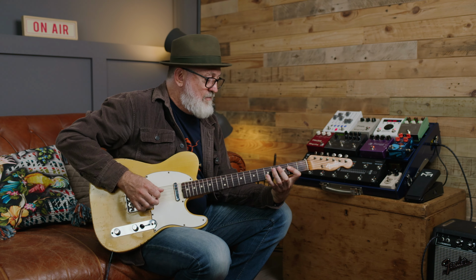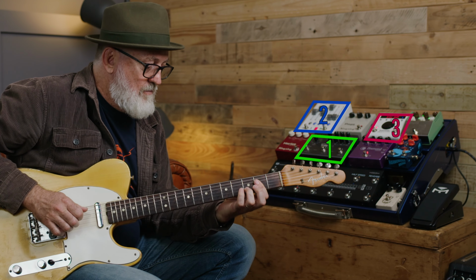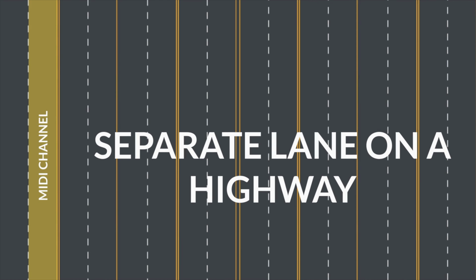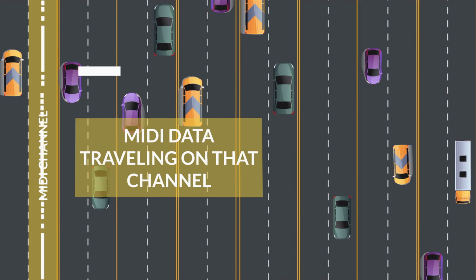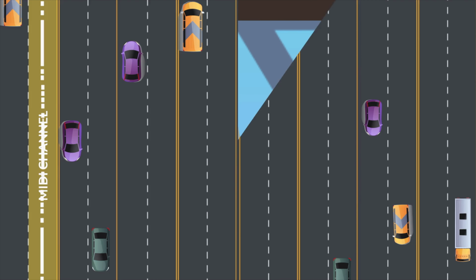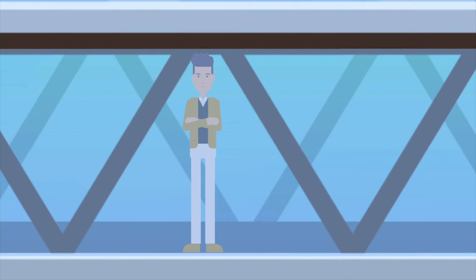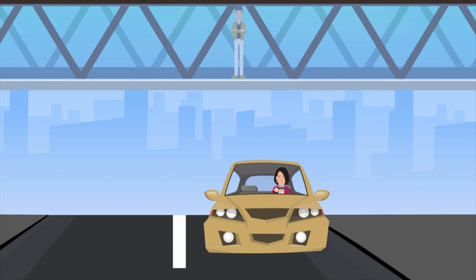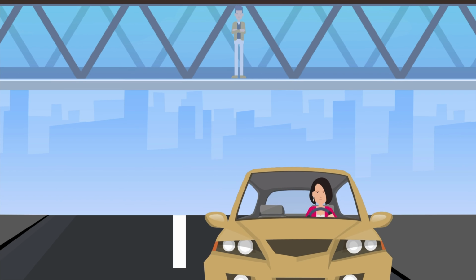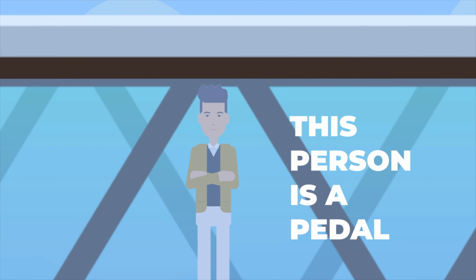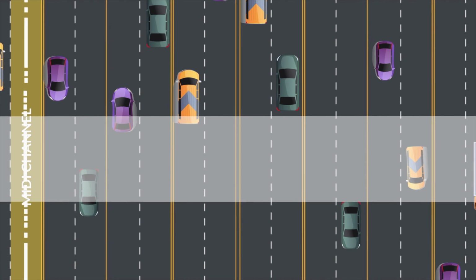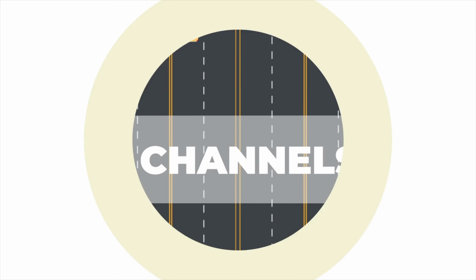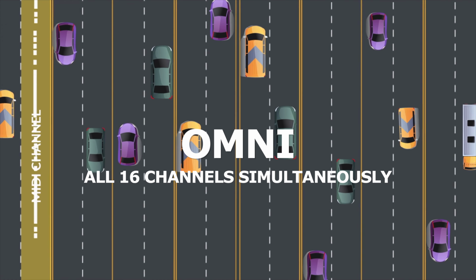Each MIDI programmable pedal will have a MIDI channel that it receives information on. Think of each MIDI channel as a separate lane on a highway, and think of the traffic on each lane as MIDI data traveling on that channel. There's a person stood on a bridge over the highway, and that person is only watching a single lane of traffic at a time. This is how the MIDI channel on your pedal works. It's only looking at the channel you tell it to look at, from MIDI channels 1 through to 16. Or it can look at all the lanes of traffic, which is the Omni setting.